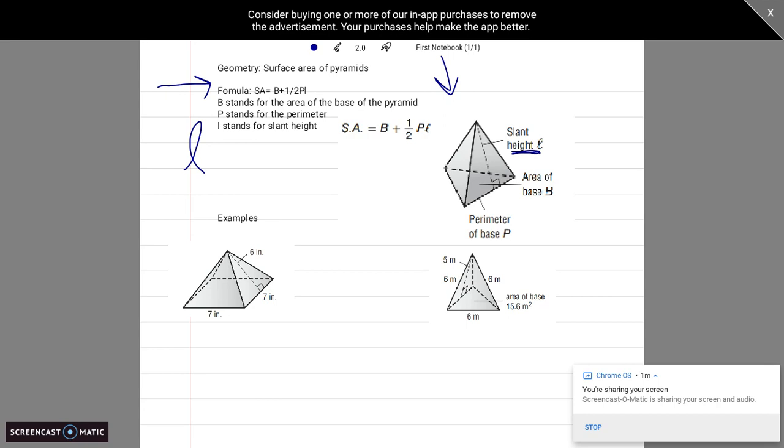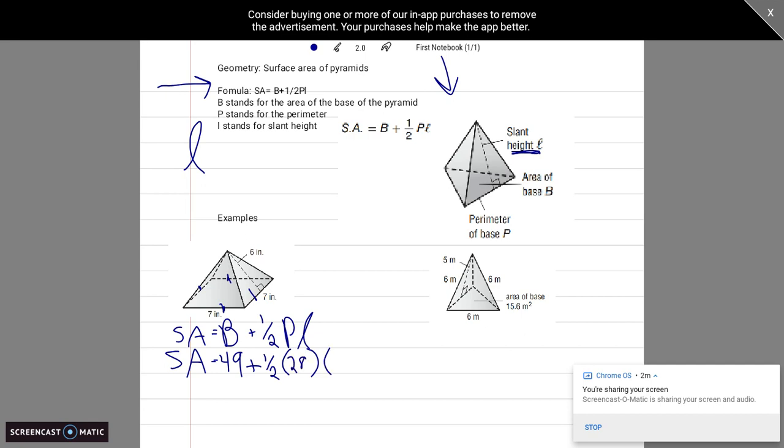So I'm going to start by rewriting my formula. Surface area equals the area of the base plus 1/2 times perimeter times slant height. And let's start finding some variables. So I need to find the area of the base. Since this is a square, I can do 7 times 7 to get 49, plus 1/2 times my perimeter. Because this is a square, all of the sides are going to be the same length. So 7 times 4, or 7 plus 7 plus 7 plus 7, gives you 28.